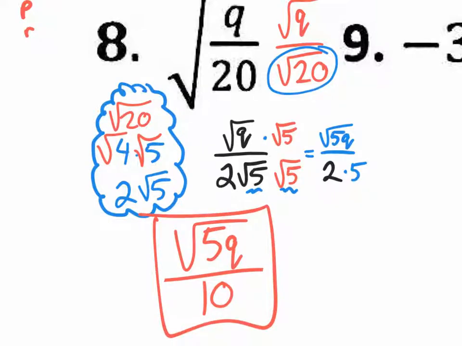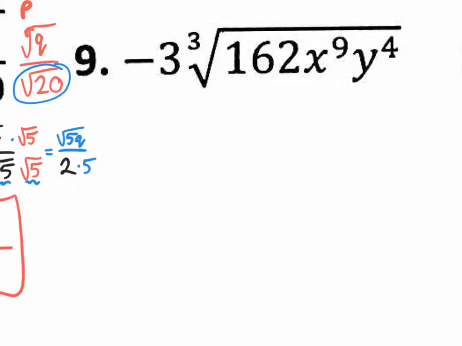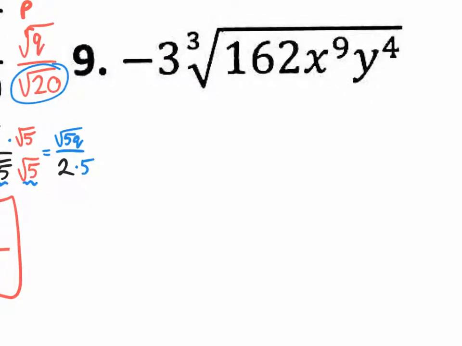All of these questions are on the test that we're taking on Tuesday, all right? Or very similar to them. Number 9. What do we do first? Split it up. Oh yeah, by the way, this negative 3, it's not really negative 3 to the third, it's just negative 3 times. So let's just ignore this negative 3 for a little while.